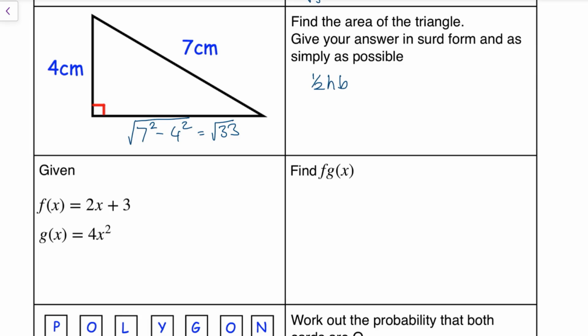Now, I'm not going to work out any other values like decimal values because it says leave your answer in surd form. So I'm just going to leave that as the square root of 33, which means that I can work out my area as a half, the height, which is 4, times the base, which is root 33. Half of 4 is 2, so my final answer, actually this isn't too bad at all, is 2 root 33. Question done. Next question.